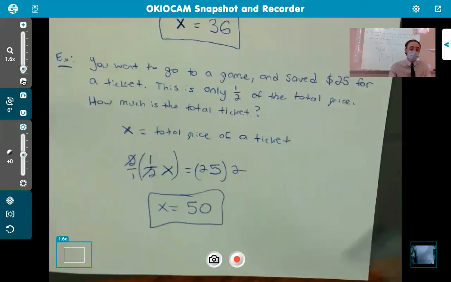Any questions about either of those 2 examples? Anything that we covered today? Everybody good? Okay.